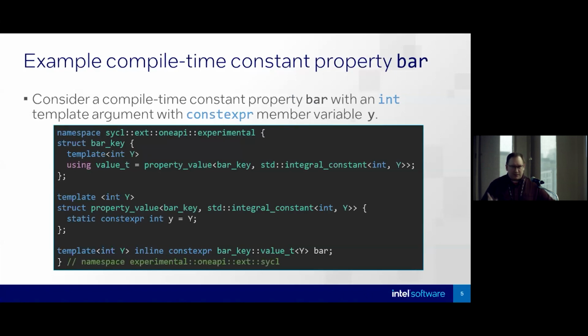But we can also use this now to define compile time properties. In this case, we're going to define a compile time constant property bar, and it's going to take an int template argument and have a constexpr member variable y. So we have some slightly more complicated C++ here, but rest assured, it all works and it's all great. And here we define a key that has a slightly different thing than our previous one did.